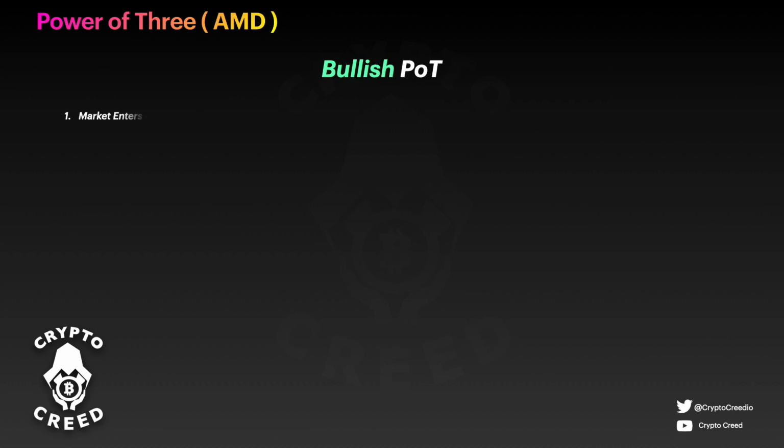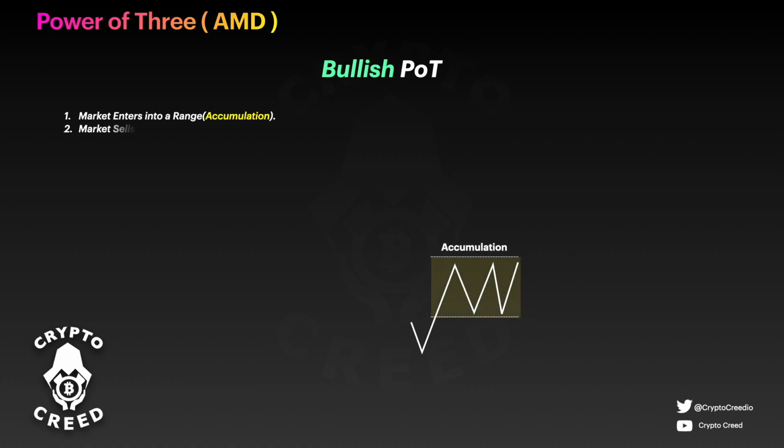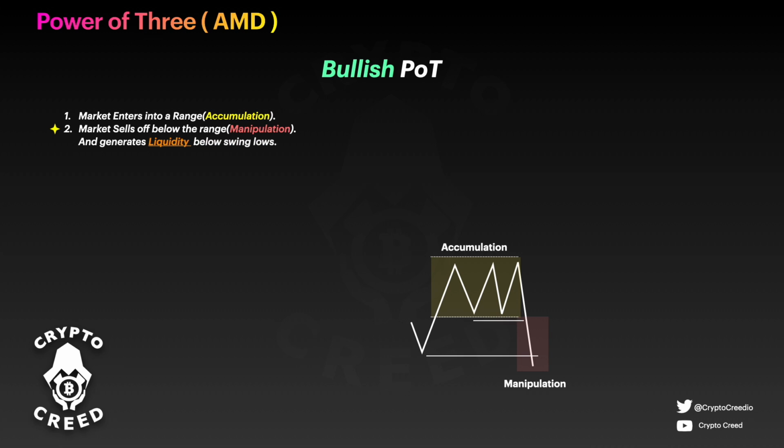Step number 1, market enters into a range. This is going to be the accumulation phase where price bounces back and forth in a very tight range between a support and a resistance level. After that, market sells off below the range. This is going to be the manipulation phase of the market. This move to the downside has to be really fast and aggressive, and it's in this step that market generates the liquidity below some swing lows. This could be the range low or a swing low below that.